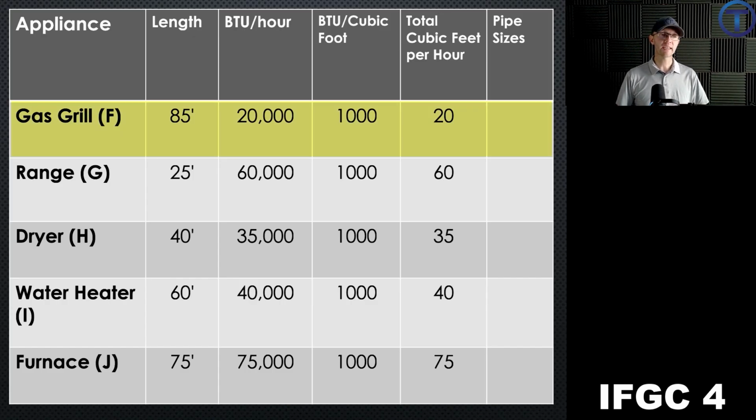F is the gas grill and has 20,000 BTUs. We divide by our BTU per cubic foot of 1,000 and we get 20 cubic feet per hour. The range, G, 60,000 BTUs, divide by 1,000 and we get 60 cubic feet per hour. The dryer, H, has 35,000 BTUs, divide by 1,000 and we get 35 cubic feet per hour. The water heater, I, 40,000 BTUs, divided by 1,000 and we get 40 cubic feet per hour. And finally, the furnace, J, 75,000 BTUs, divided by 1,000 and we get 75 cubic feet per hour.